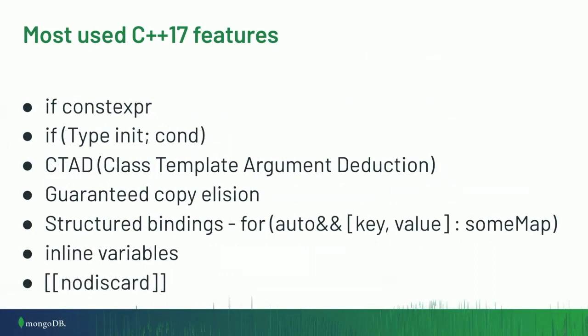The guaranteed copy elision actually was very useful because we could take some large objects that are being returned by functions and remove the copy constructor, leaving just the move constructor, to make sure that they're not actually copied. So we found a bunch of places like this where we were copying a lot of memory, and we gained some throughput from that.